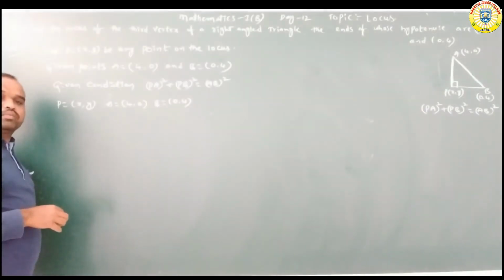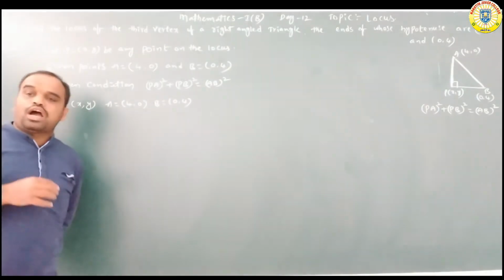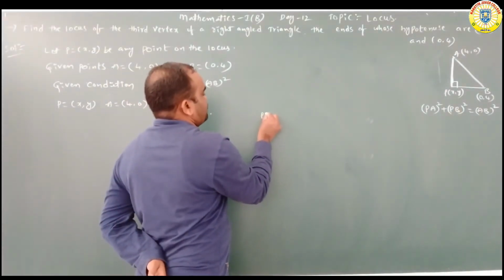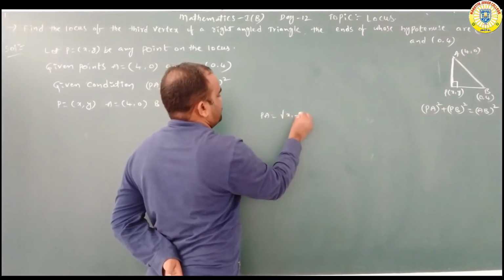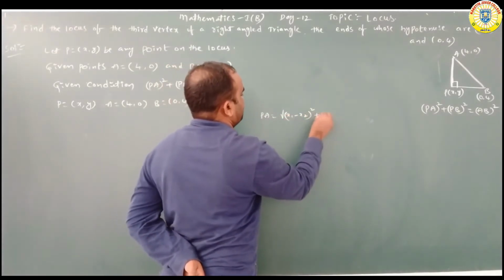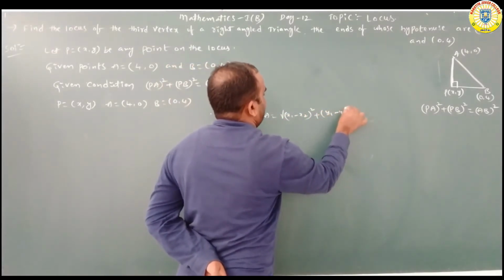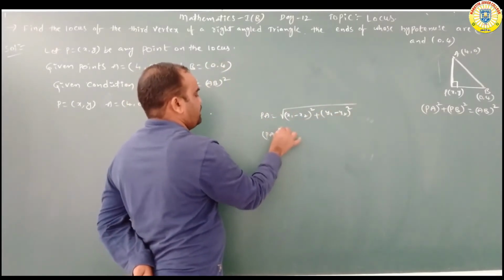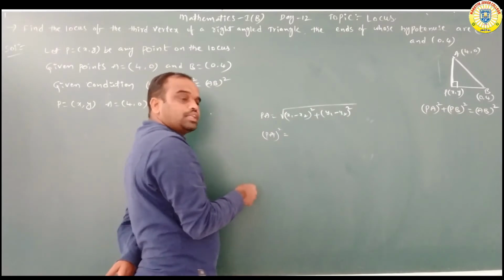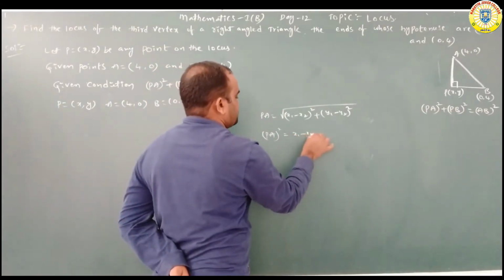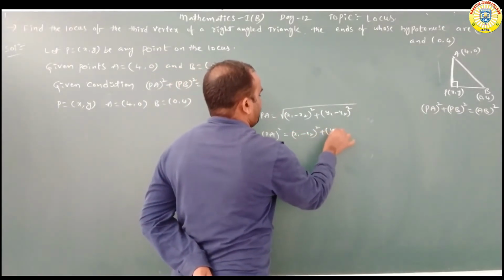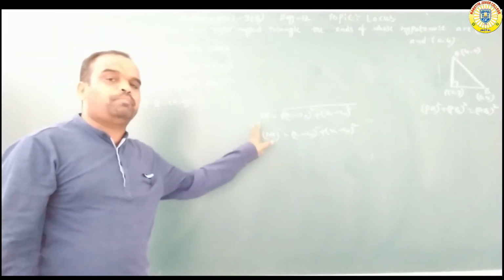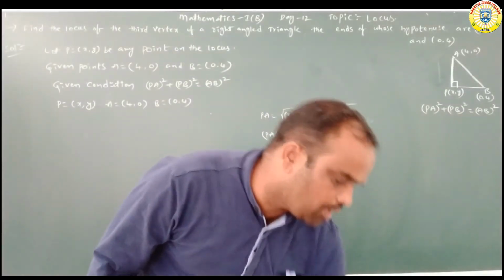PA square is nothing but the distance between the two points. Already we have the formula for the distance between two points. Suppose PA is equal to the root of (x1 minus x2) whole square plus (y1 minus y2) whole square. There is already a square, so the square root cancels. So PA square is equal to (x1 minus x2) whole square plus (y1 minus y2) whole square. This is the formula for PA square.